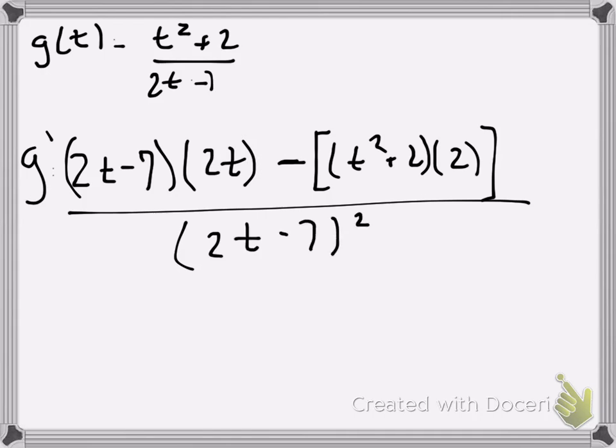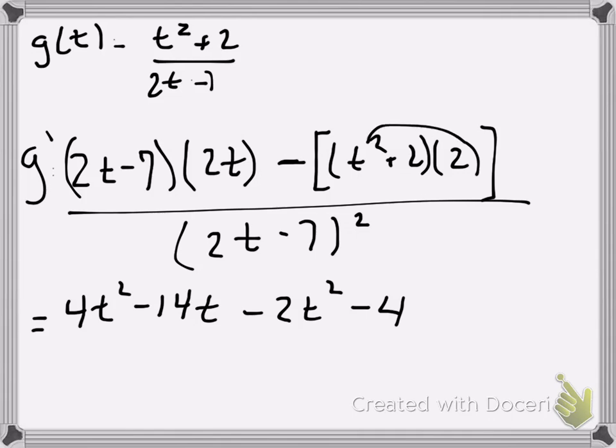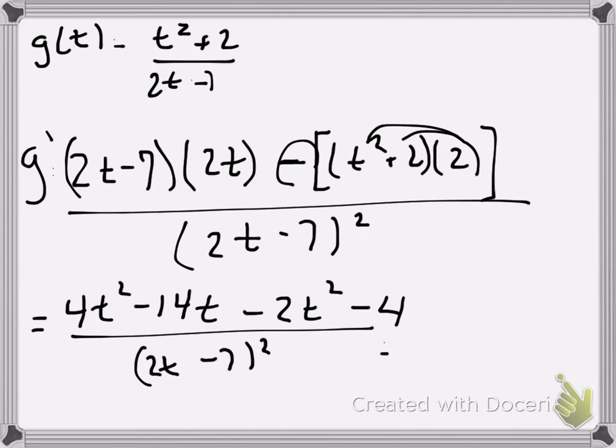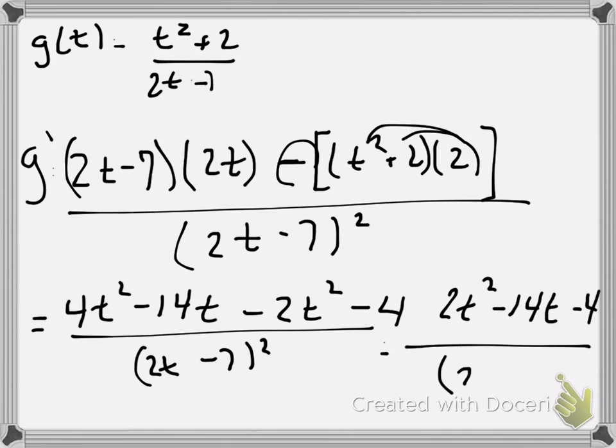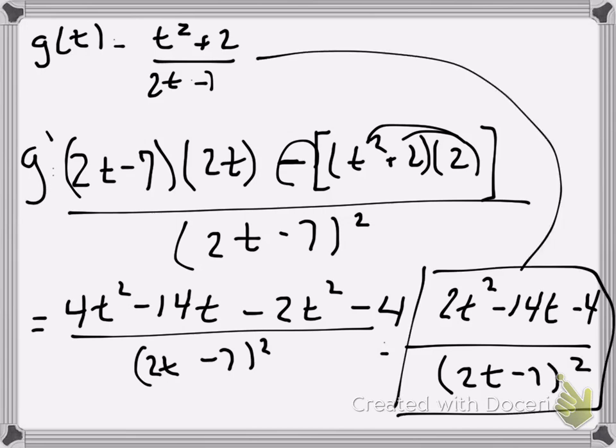Now we just have to clean up the top. So I get 4t squared minus 14t, and then I get minus 2t squared minus 4, because I distribute the 2 in, but then I also have to distribute the negative sign in, all over 2t minus 7 squared. That gets me 2t squared minus 14t minus 4, all over 2t minus 7 squared. That is g prime, the derivative of g, with respect to t.